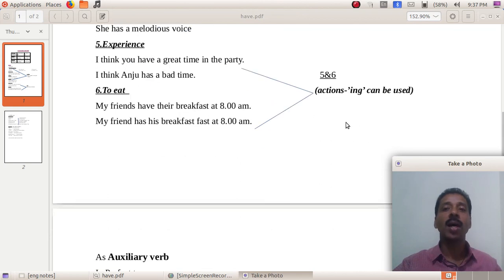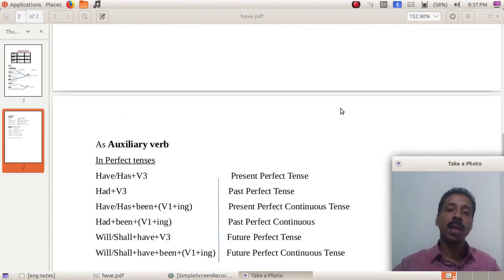And have or has as an auxiliary is used in perfect tenses. In all the perfect tenses, there will be the forms of have, and after the forms of have, it should always be the V3 form of the verb. That is perfect tense, and the uses of the perfect tenses we will learn in detail in the next classes.